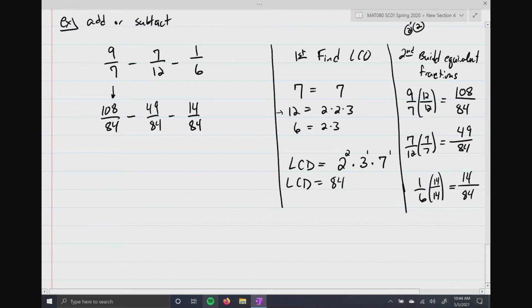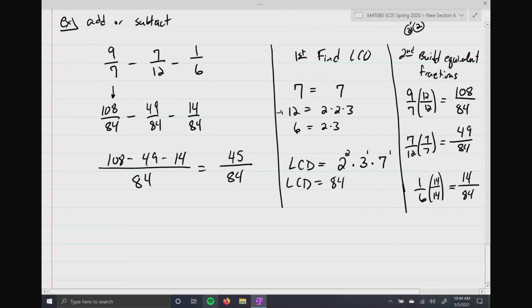Since I have a common denominator now, I write it once, and I just write out my numerator. I know my answer is going to have an 84 in the denominator. The question becomes, what is 108 minus 49 minus 14? And the answer to that is 45. And then our denominator, like I said, is going to be 84.